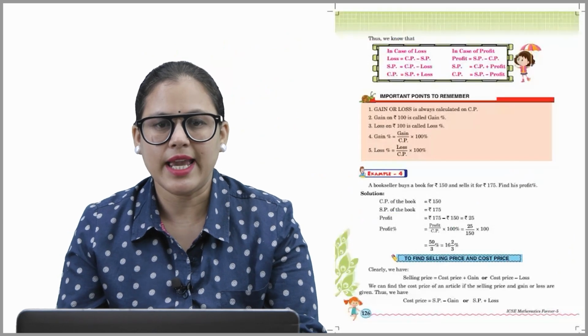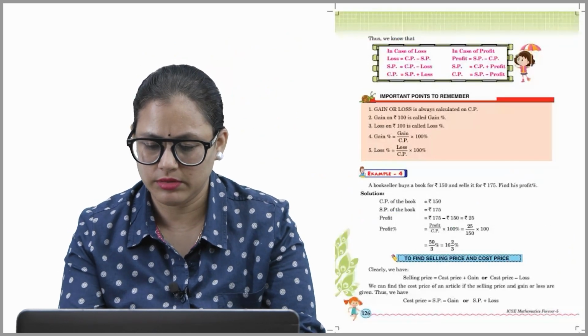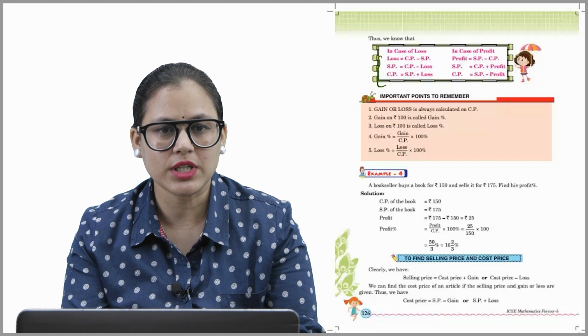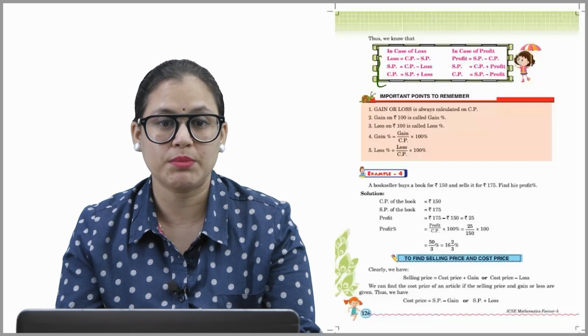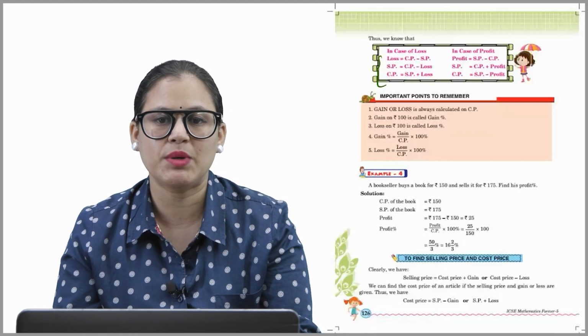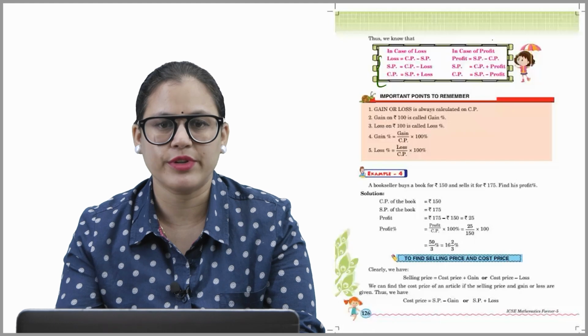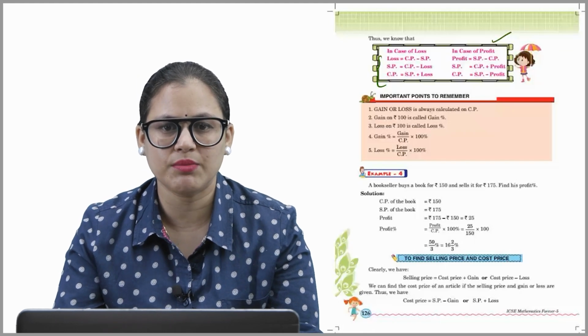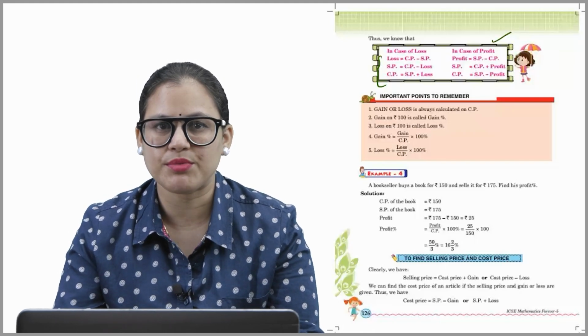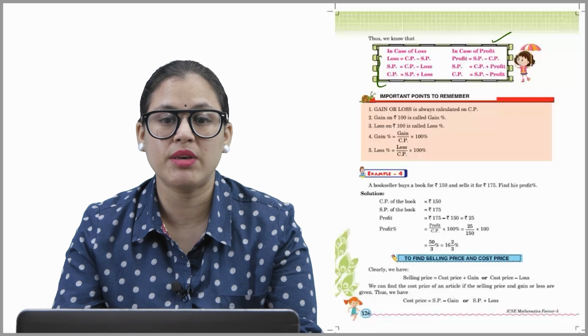Thus, we know that in case of loss, loss is equal to CP minus SP, SP is equal to CP minus loss, and CP is equal to SP plus loss. And in case of profit, profit is equal to SP minus CP, SP is equal to CP plus profit, and CP is equal to SP minus profit.